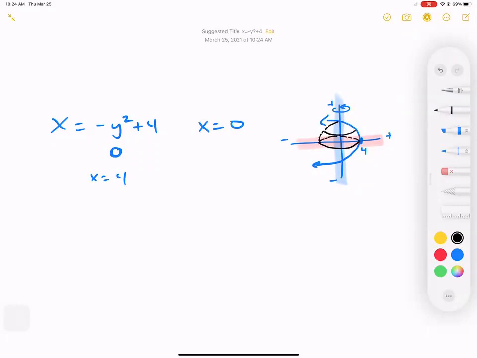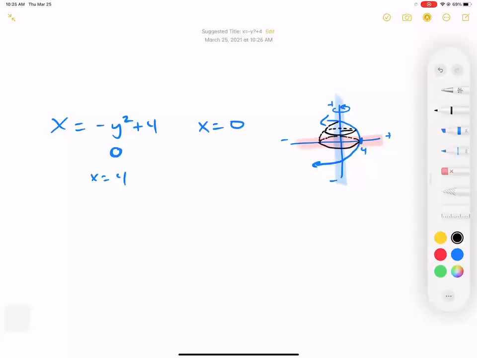Hopefully you guys can see that 3D image going on. And that's the shape we're getting. Since we're spinning around the y-axis, is this going to be a disc or washer? Ask yourself that question: is this a disc or washer? Since this is the start, this is probably going to be a disc, right? It's a solid shape. So let's take a look at just the cross section here. To find the area of this disc, we're looking for the radius.